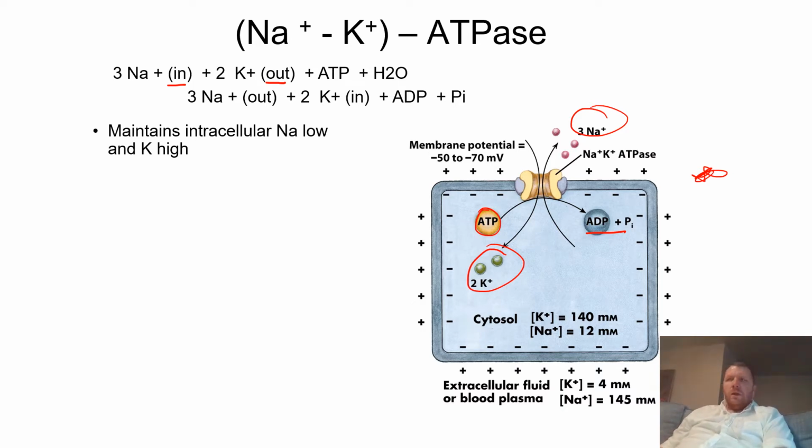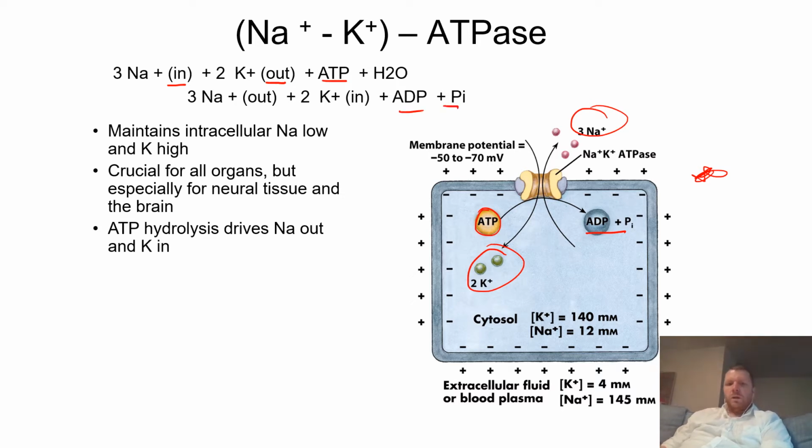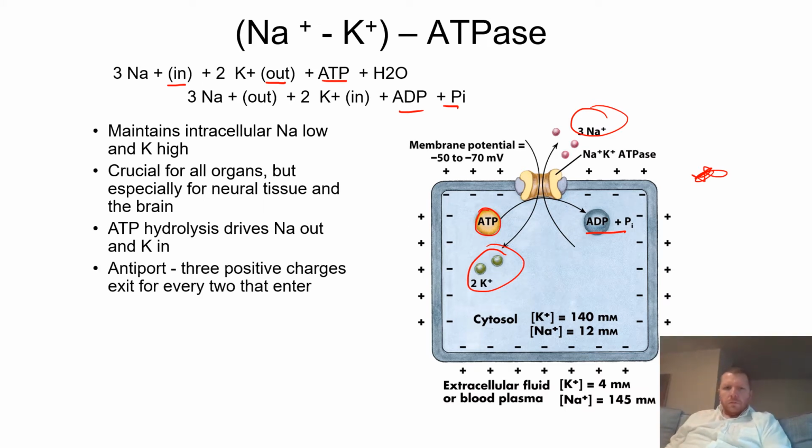This maintains a low sodium ion concentration intracellular and a high potassium ion concentration. This is crucial for all organs, but especially for neural tissue and the brain. ATP hydrolysis, the cleavage of ATP into ADP and Pi, is what is essential for this actual driving. This is considered to be an antiporter because we've got molecules moving in opposite directions. There are 3 positive charges that move out for every 2 that move in.